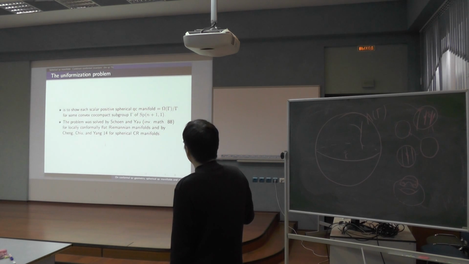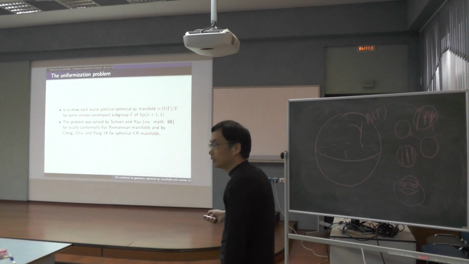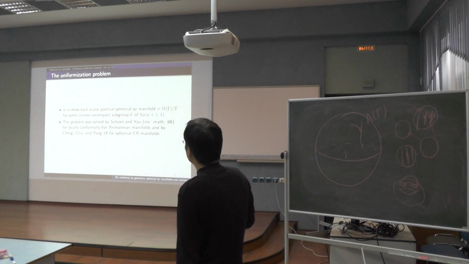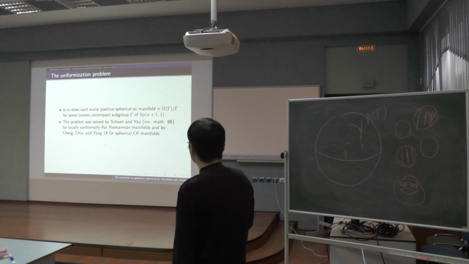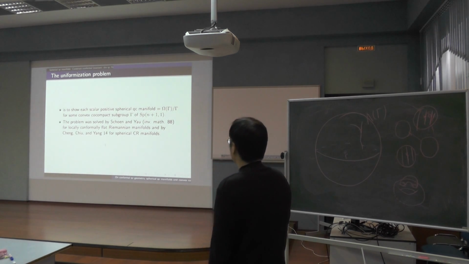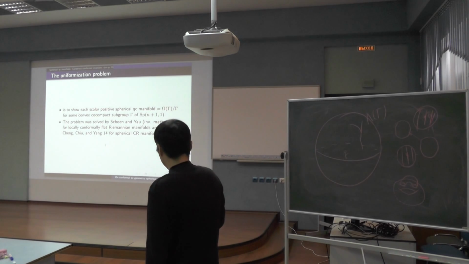We must assume they are scalar positive, meaning the Yamabe invariant is positive. Their method works in this case. So the problem is how to find this subgroup, the group gamma. Essentially it is the fundamental group of the manifold, gamma.